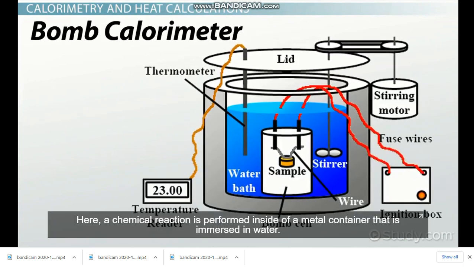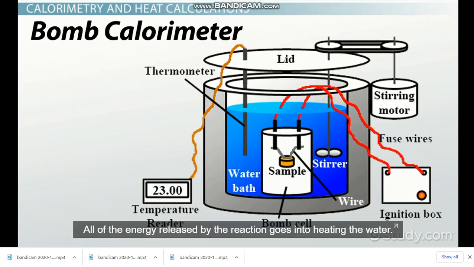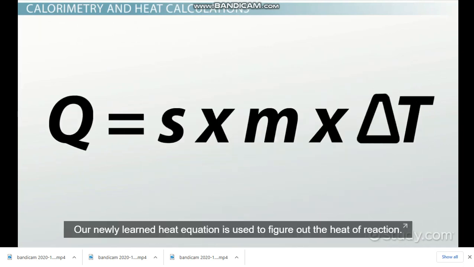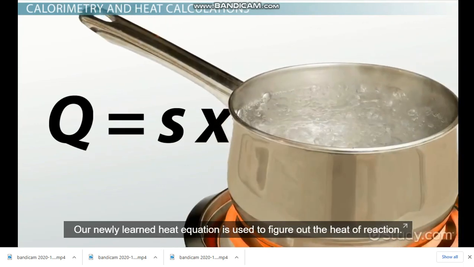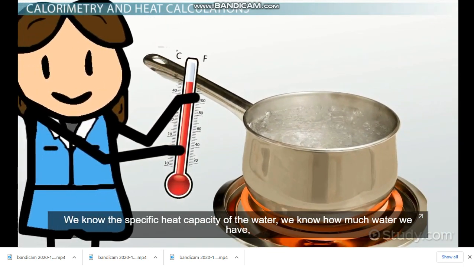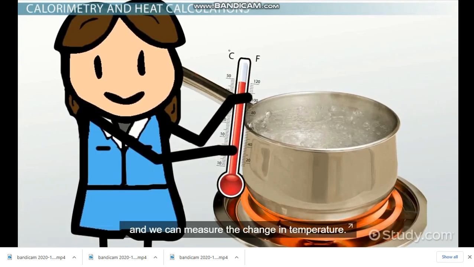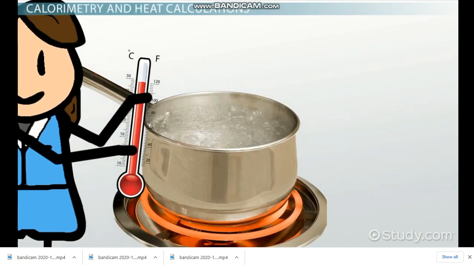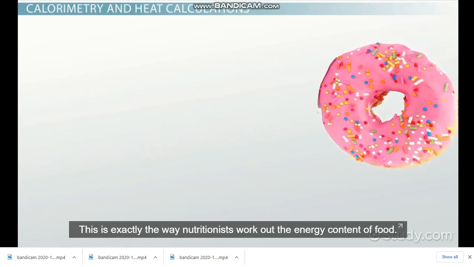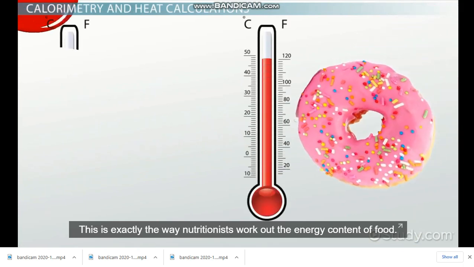Here, a chemical reaction is performed inside of a metal container that is immersed in water. All of the energy released by the reaction goes into heating the water. Our newly learned heat equation is used to figure out the heat of reaction. We know the specific heat capacity of the water, we know how much water we have, and we can measure the change in temperature. This is exactly the way nutritionists work out the energy content of food.